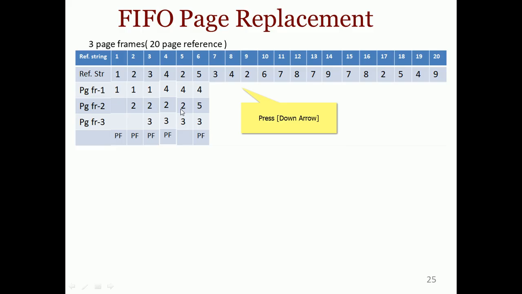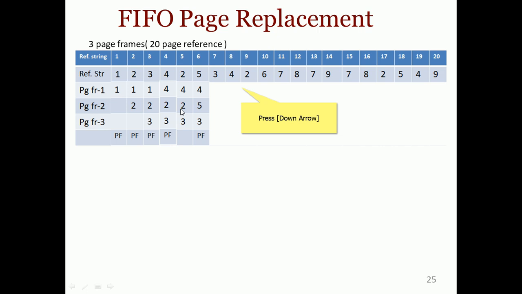Next, the third page demand: the third page is already there, so no page fault. Next, the fourth page is demanded, and that is also available, so no page fault. So for 3 and 4 there is no page fault, because these pages are available.